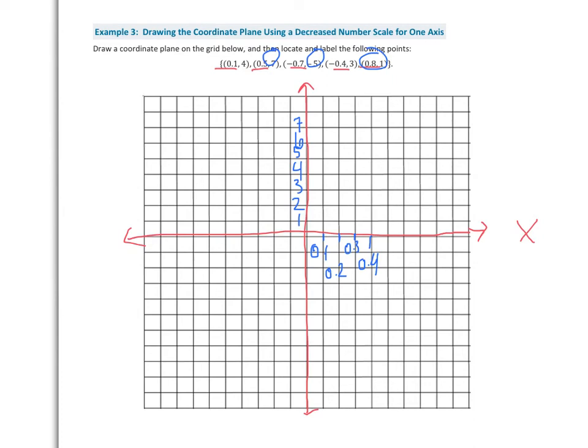And now what I would like you guys to do is go ahead and graph all of these points and raise your hand when you're ready for me to come check your work. All right, pause this video, graph some points. Let's go.